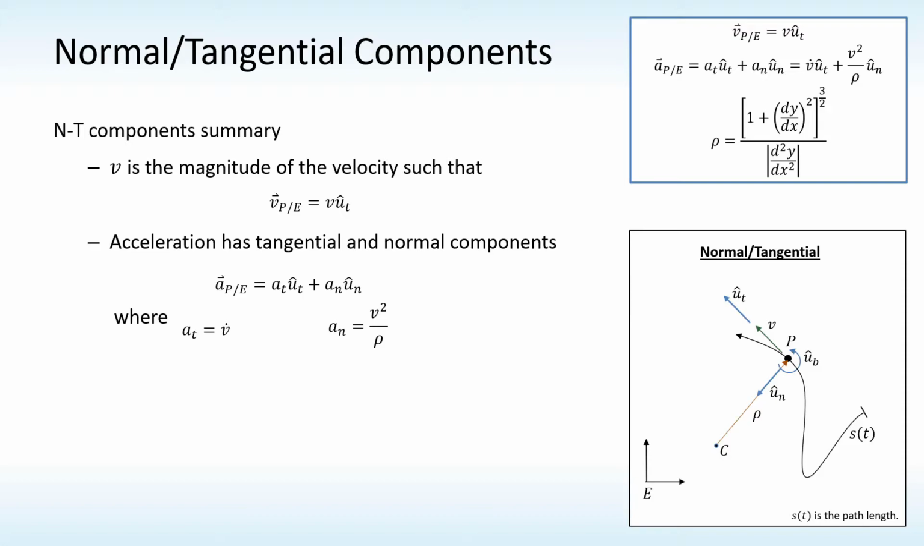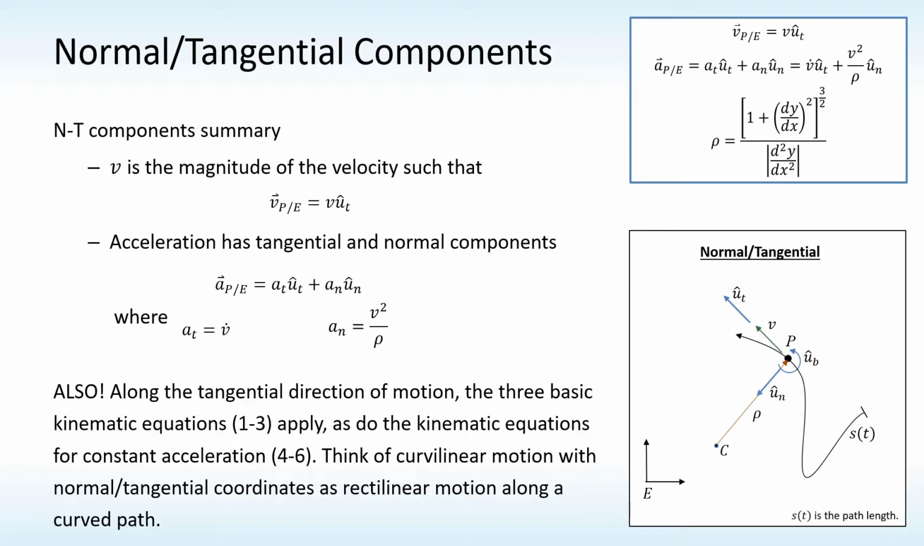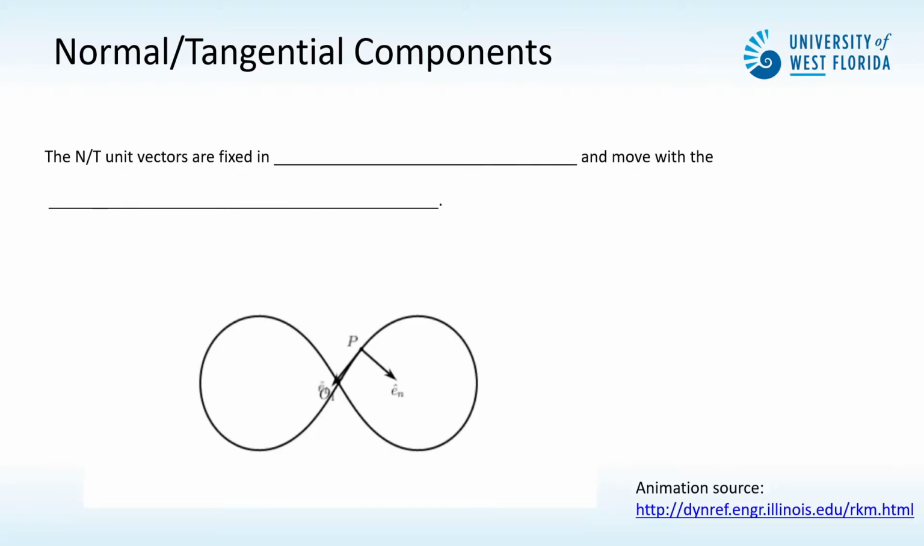As with polar coordinates, these equations give you the velocity and acceleration of a particle as seen from an inertial reference frame, not as seen from the normal tangential reference frame. Also, along the tangential direction of motion, the three basic kinematic equations apply, as do the kinematic equations for constant acceleration. So you can think of curvilinear motion with normal tangential components as rectilinear motion along a curved path. We will definitely do some examples with NT components, but let's spend some time thinking about how they work first.